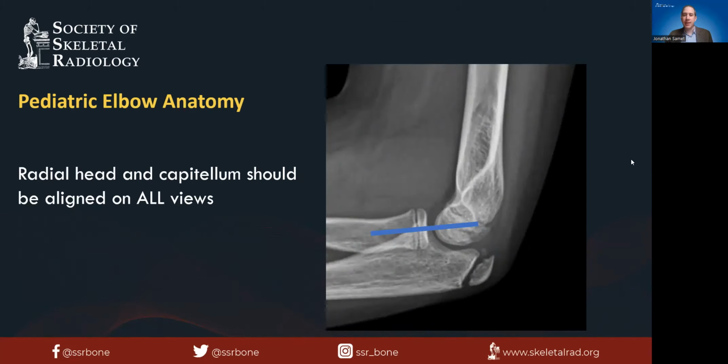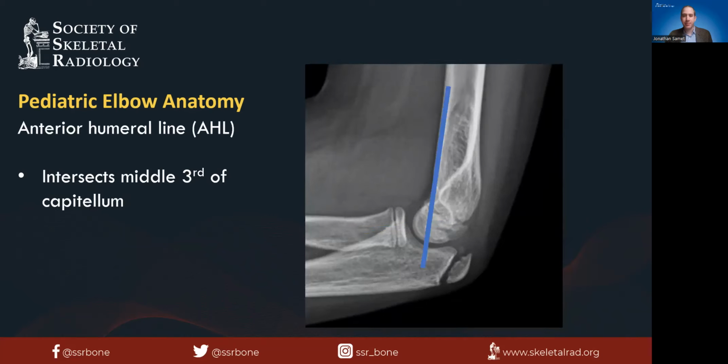The radial head and the capitellum should be aligned on all views. This is one of my things on my checklist to make sure that I don't miss a radial head dislocation or subluxation. The anterior humeral line runs along the anterior cortex of the humerus and should intersect the middle third of the capitellum. This can be useful when trying to detect subtle supracondylar fractures with posterior angulation.